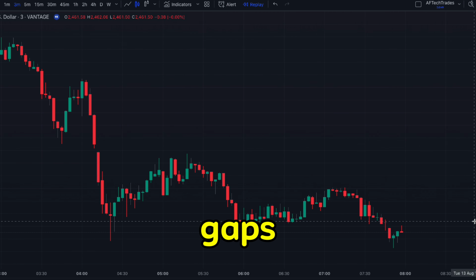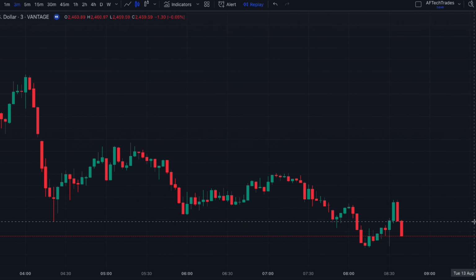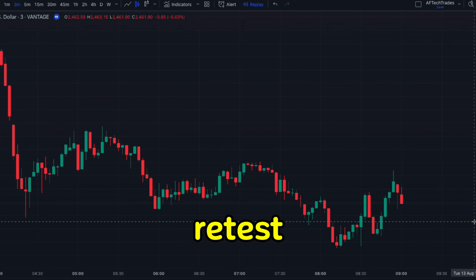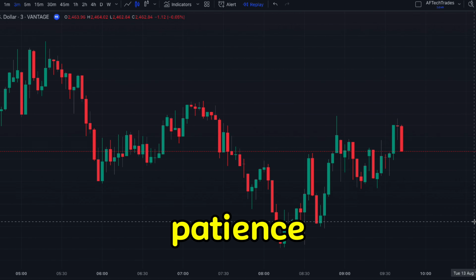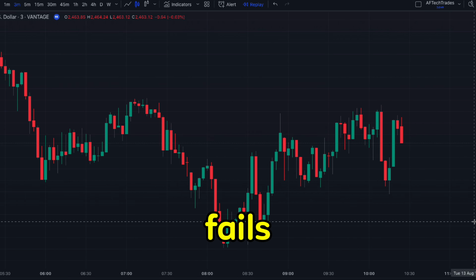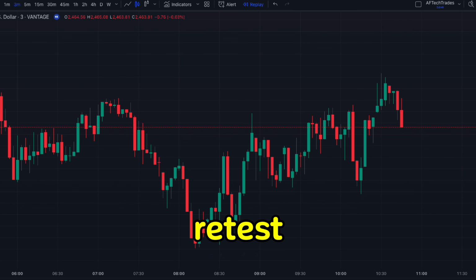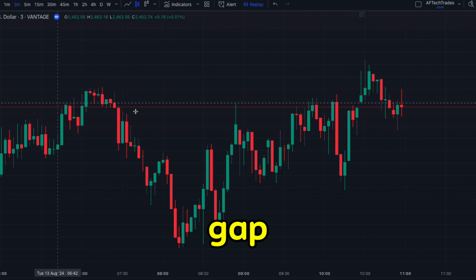Trading breakaway gaps can be highly profitable, but wait for confirmation before entering a trade. Confirmation might come in the form of a retest of the breakout level or a continuation of the trend. Patience is key, as jumping in too early can lead to losses if the gap fails to hold. Look for a retest of the breakout level or bullish or bearish candlestick patterns near the gap area.